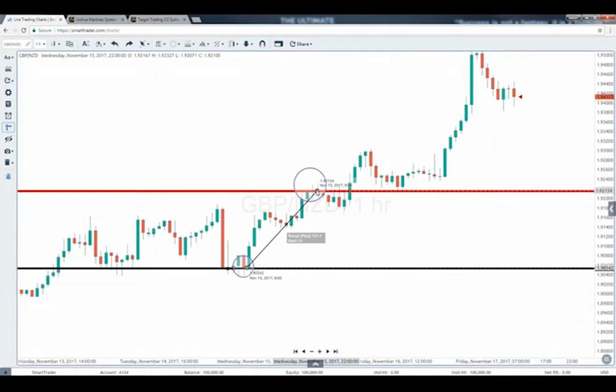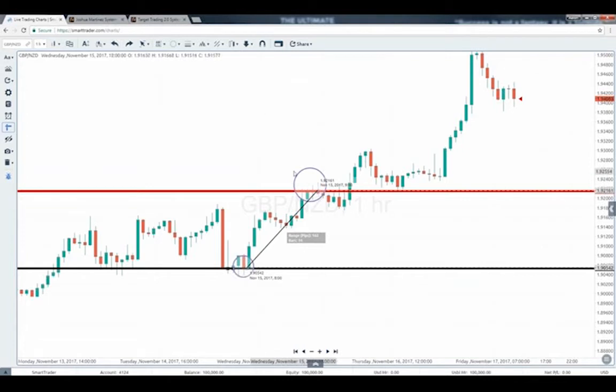If everybody understands that, please type in a yes or a Y in the chat box. We would have bought down here November 15th. We would have been in this trade for 14 bars. Now, a bar is a candlestick. Because each candlestick represents an hour, that is 14 hours, and we would have made 161 pips. If you understand that, type in yes or Y in the chat box for me. Okay, good.